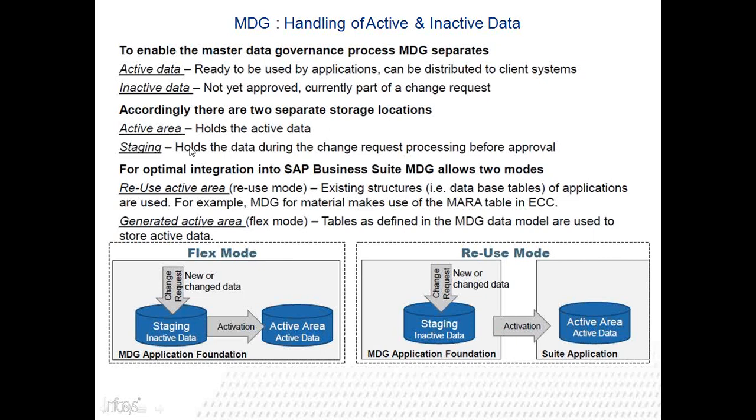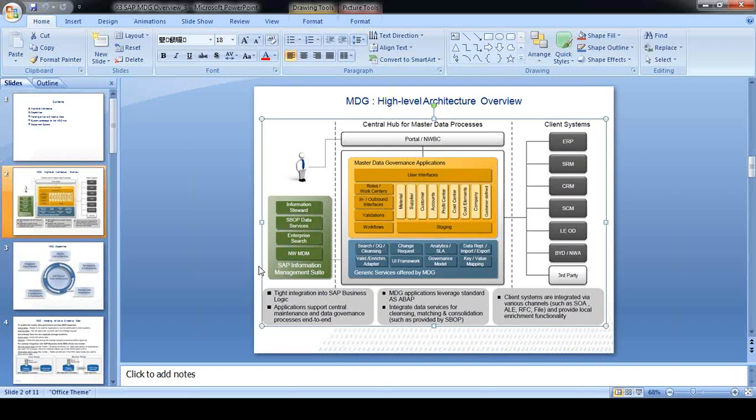Staging means you need to remember this: the active area holds the active data, and staging is just inactive data. Here it comes to another terminology. There are two modes the framework has been designed with in MDG. One is reuse mode, and the other is flex mode. What is reuse mode and what is flex mode? I will try to explain this through system tables.